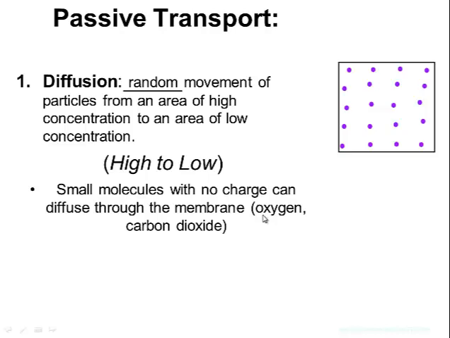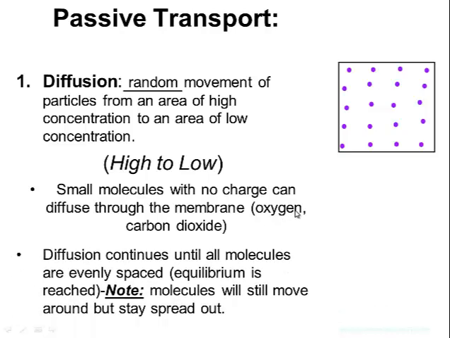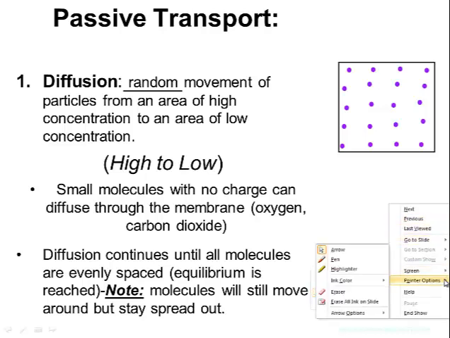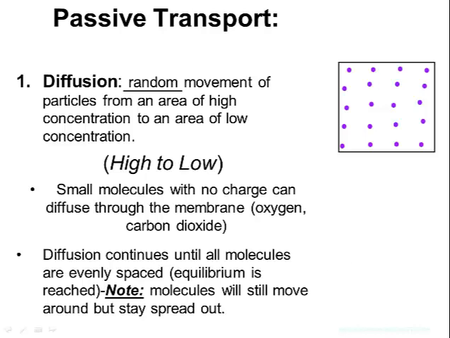So these are molecules like oxygen and carbon dioxide. Now diffusion is going to continue until all the molecules have been evenly spaced out, and this is called equilibrium. So once all the molecules are as spaced out as possible, that is when diffusion will stop. But remember, the molecules are still going to keep moving around, but they're just going to stay spread out. So they're just trying to have as much room as possible to move around.